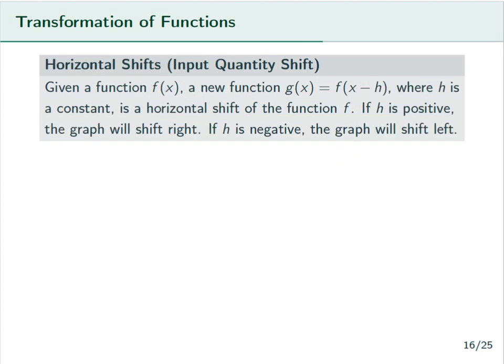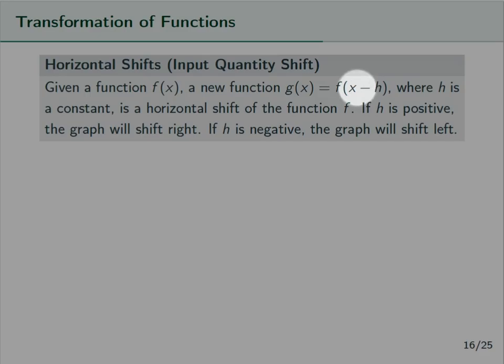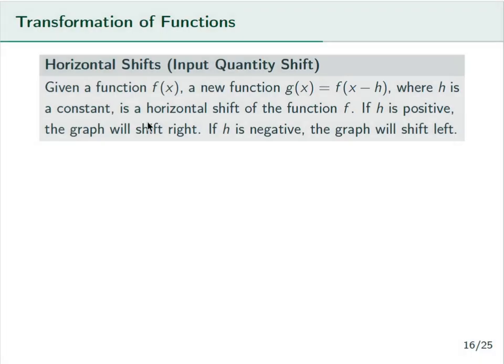Horizontal shift. Now for horizontal shift, what we're doing is we are shifting the input quantity, then inserting the input quantity into the function to get an output. So here, as you can see, we subtract. Now we have to pay attention here. f of x minus h is a new input, where h is a constant, horizontal shift of the function. Now if h is positive, then the graph will shift right. If h is negative, then the graph will shift left.